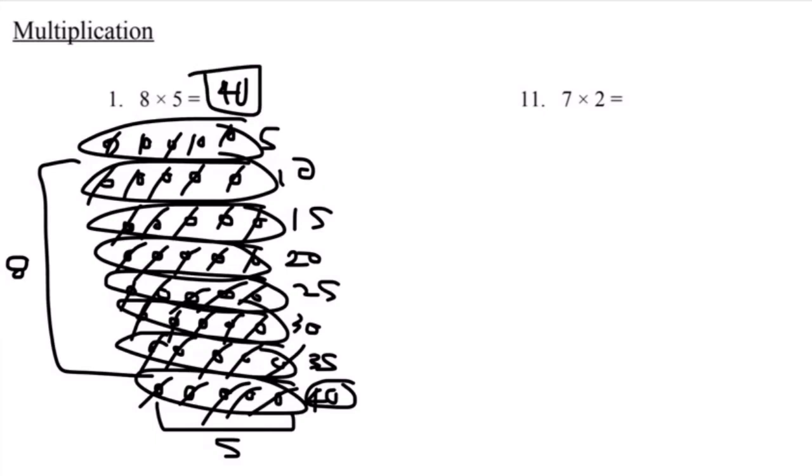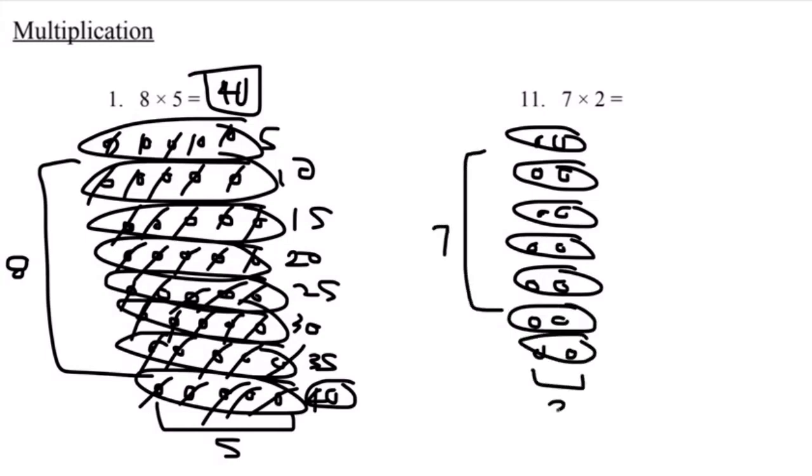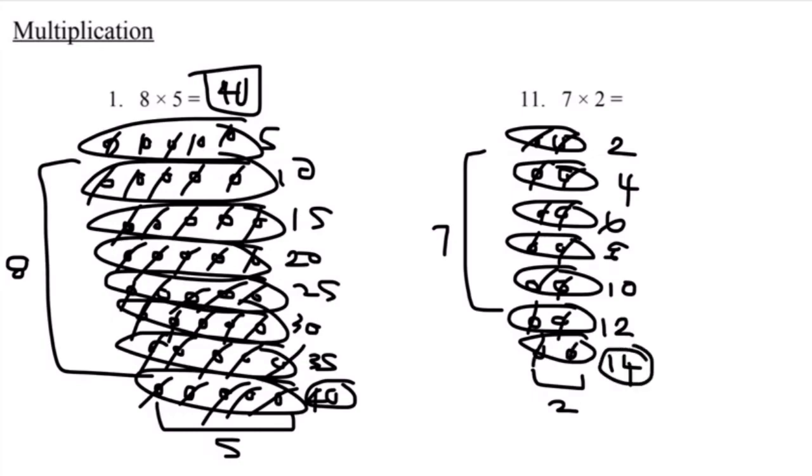Number 11, 7 times 2. 7 times 2 can also be referred to as 7 groups of 2. Let's draw it out. 1, 2, 3, 4, 5, 6, 7. We now have a total of 7 groups of 2 circles. Now, let's add it all together to find our final answer. 1, 2, 3, 4, 5, 6, 7, 8, 9, 10, 11, 12, 13, 14. We now have a total of 14 circles. 7 groups of 2, or 7 times 2 equals 14.